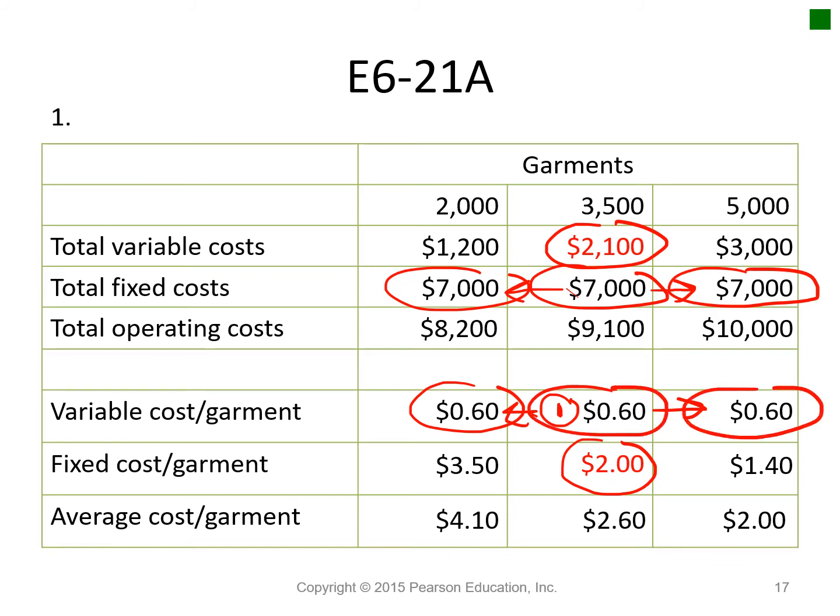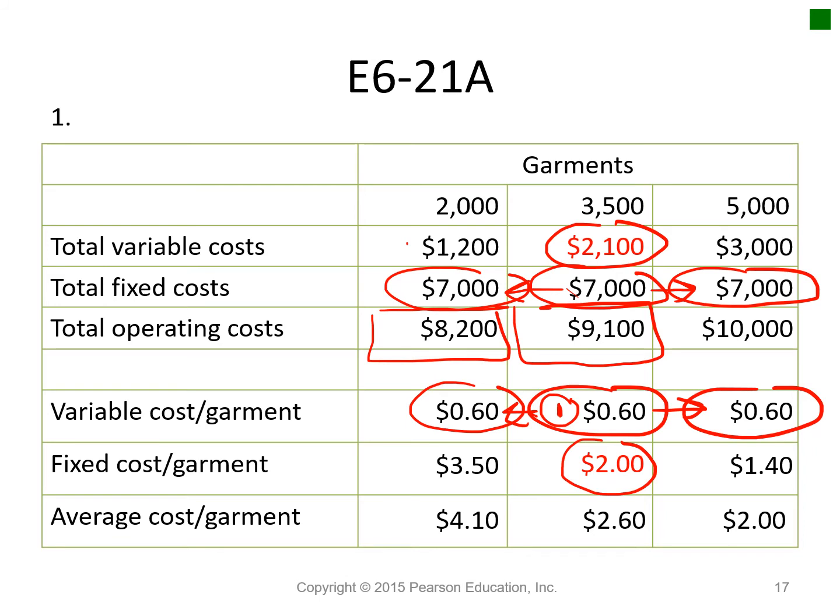And then if you refer back to the previous slide, we also figured out that once we knew the variable cost per garment, we can multiply that by 2,000, and we got 1,200. So your total cost there is 8,200. For the 3,500 volume, we knew it was 9,100.